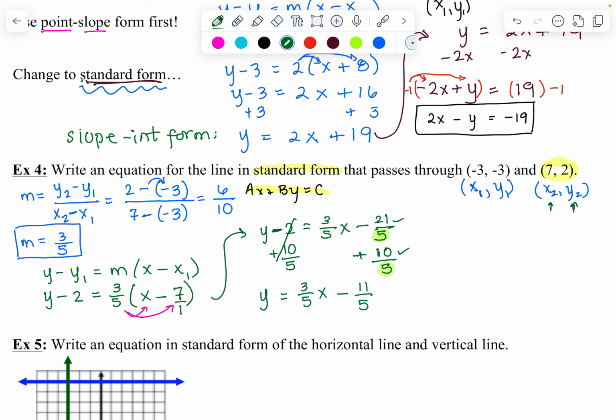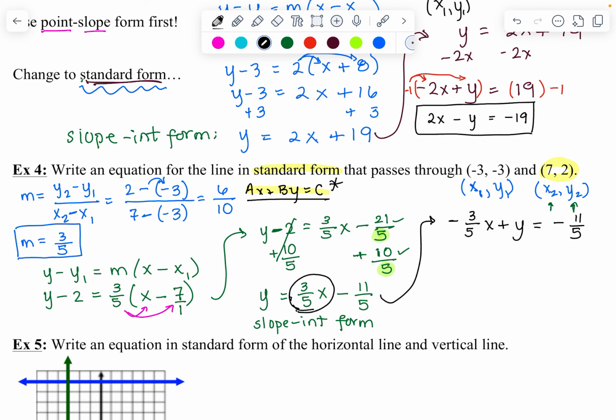Okay, but it's still not in standard form just yet. It's in slope-intercept form, and we need to convert it to standard form. So here we go. Continuing the problem up here, I'm going to go ahead and subtract 3/5 x from both sides. So negative 3/5 x plus y is equal to a negative 11/5. So all I did was subtract this guy from both sides.